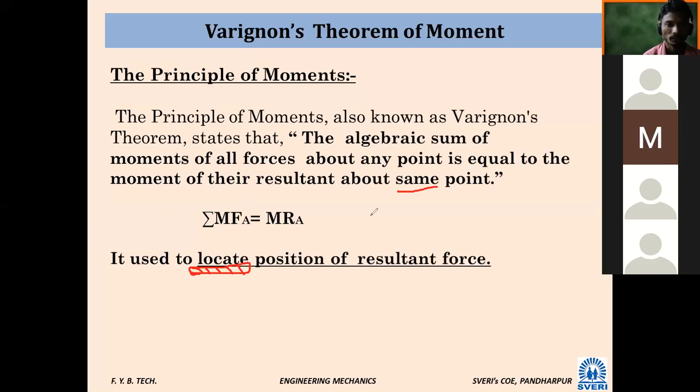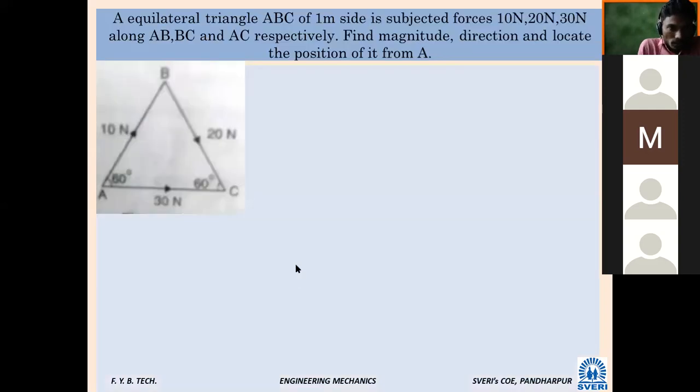Shall we solve a problem on this? Yes, sir. About 80% of the problem will be just a revision of what we have seen earlier. Afterwards, to locate the position of the resultant, we have to apply this theorem, that's all. So, the first problem on this.